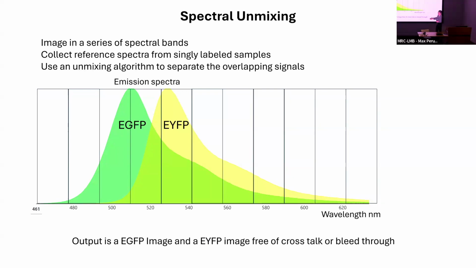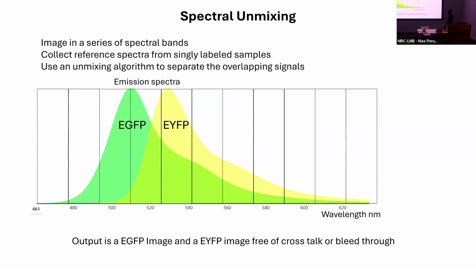So in just the same way that Pier was explaining, on the microscope we can do detection in multiple bands, imaging a series of spectral bands. On the Zeiss system, this is all done in parallel. On some of the other microscopes, we have to move the detection bands around in a sequential form. We feed into this machine reference spectra for each of these, and then use an unmixing algorithm to separate the overlapping signals. So we get an EGFP image and a YFP image that is free of crosstalk and bleed through.